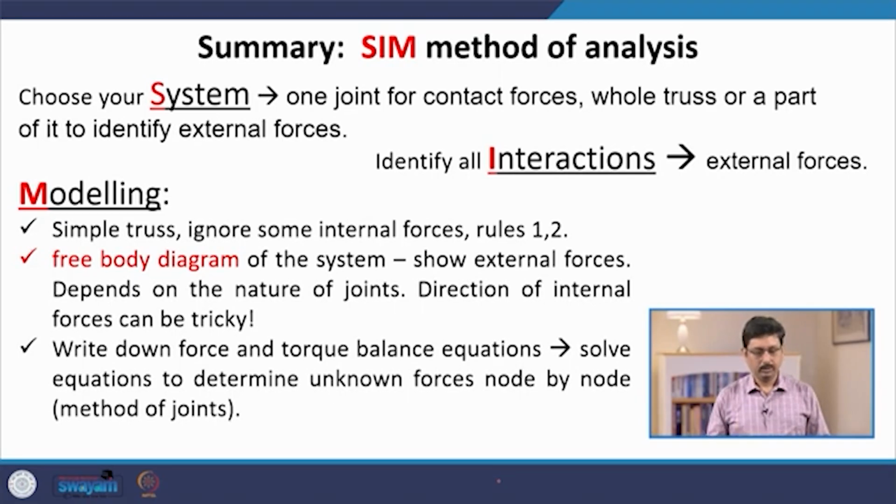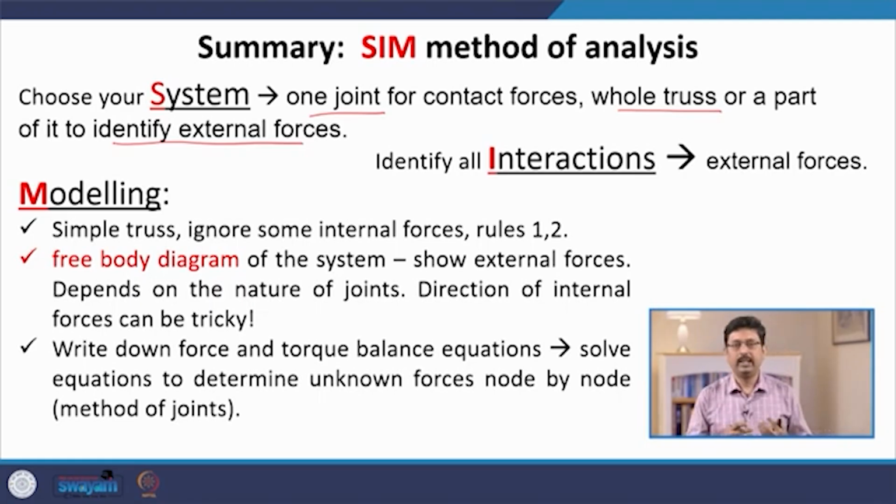First thing we should do is to choose our system. We were so far discussing frameworks or trusses. In this case the system could be one joint, if we are interested in calculating the contact forces at that joint, or the framework, that is the whole truss or part of it, if we want to identify the external forces acting on it, the external load. We have taken 3 kinds of load: a point load such as a car sitting at a fixed point on the bridge, distributed load, and something like the weight of the crane and the weight of the block that it is supporting.